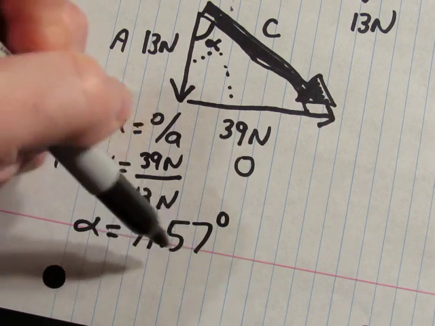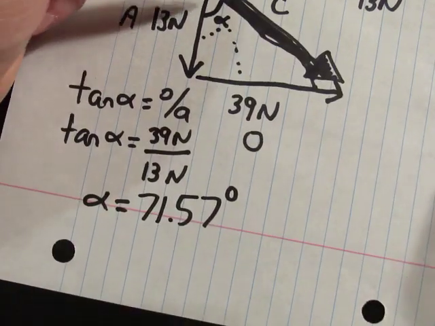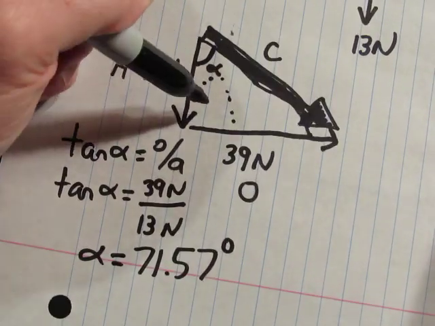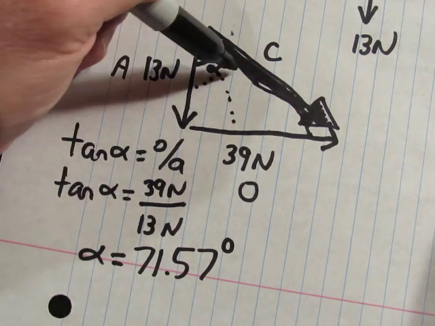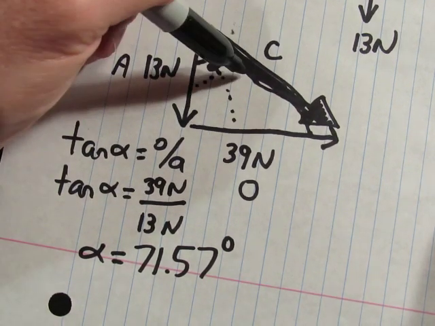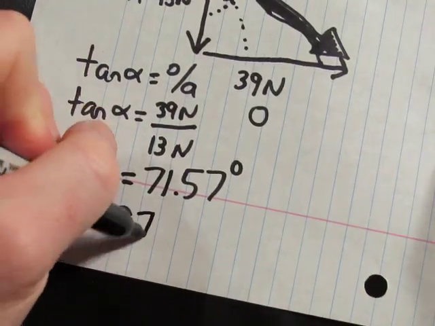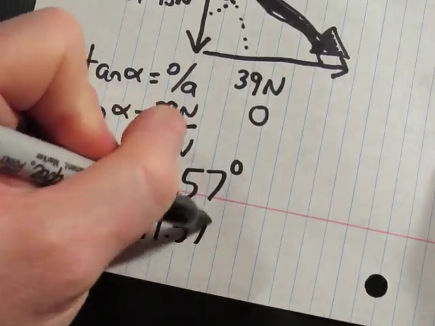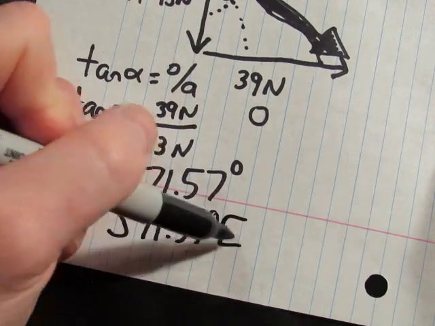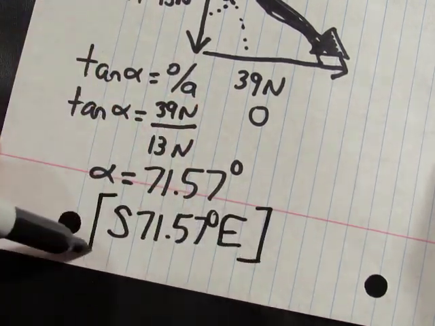So that's not just 71.57 degrees. It's south, but 71.57 degrees swung over to the east. So I would finish this off with south, 71.57 degrees east, and square brackets.